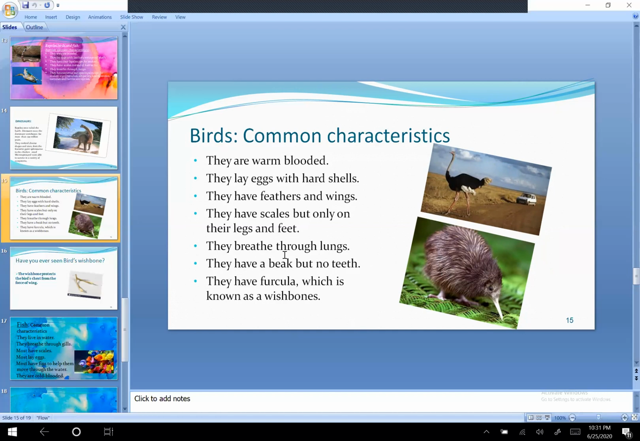Children, now I think in this topic everything is clear: they have lungs for breathing, they have a beak but no teeth, they have a furcula, called a wishbone. What is meant by furcula? Furcula or wishbone is a forked bone found in birds and some other species of dinosaurs as well. Furcula is the central V-shaped bone in a bird's chest that is part of the pectoral girdle and that helps stabilize the chest cavity for flight. This is attached to the shoulders and leads to the sternum.